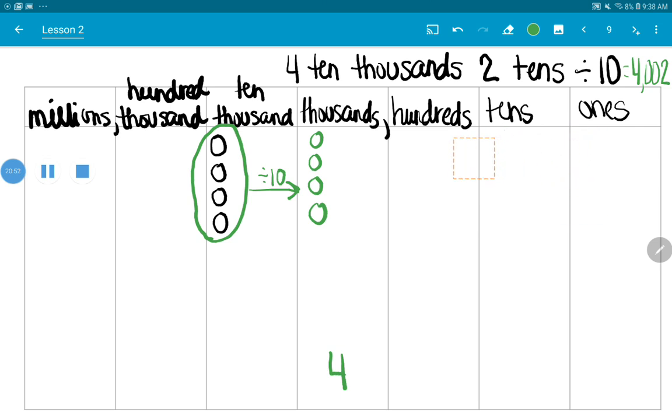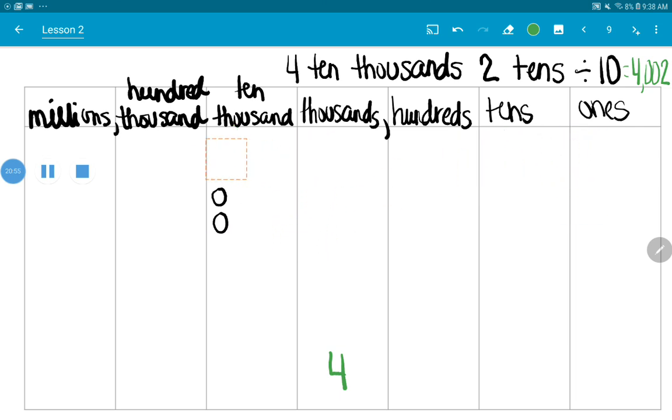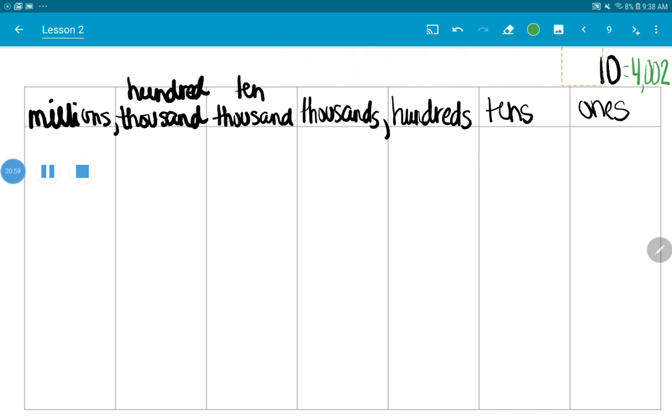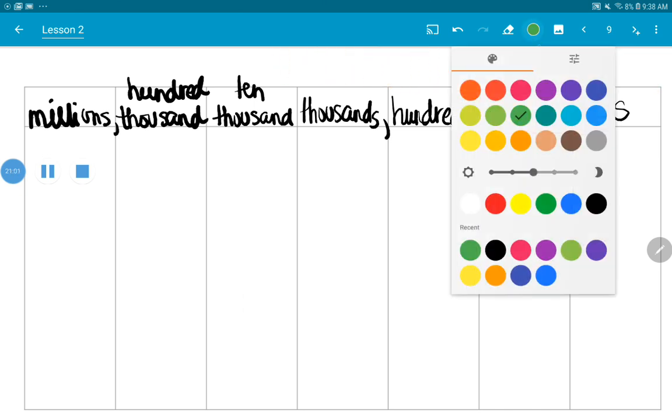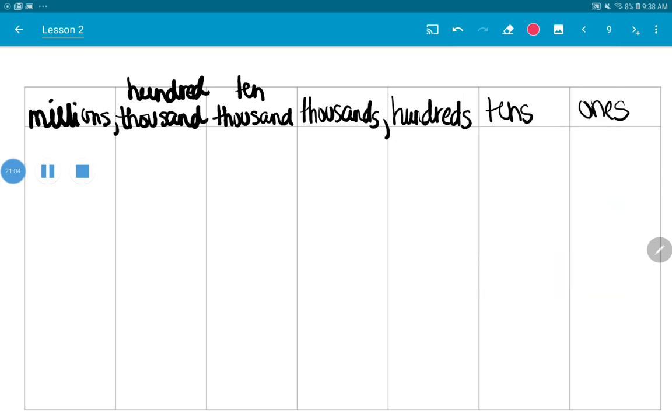Alright, we're going to try one more. What if, instead of drawing place value discs or circles on our chart, we write numbers? Yes, we could represent it the same way with numbers. Alright, so let's try another one.